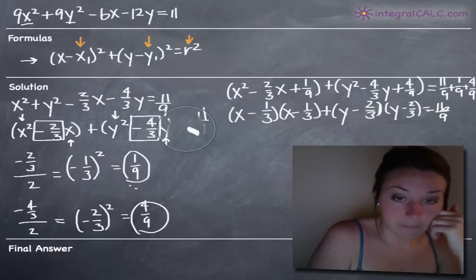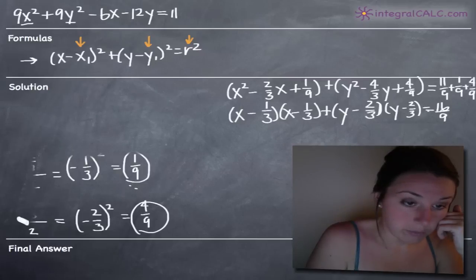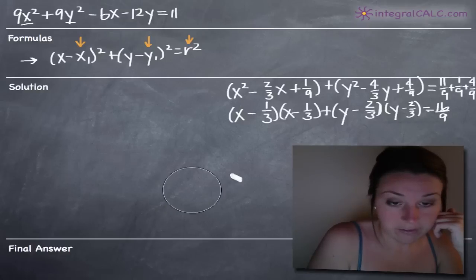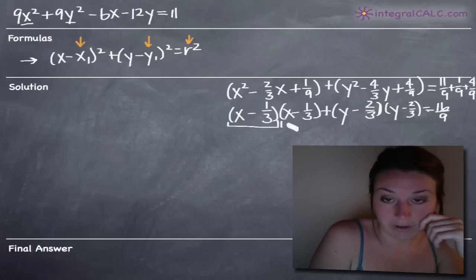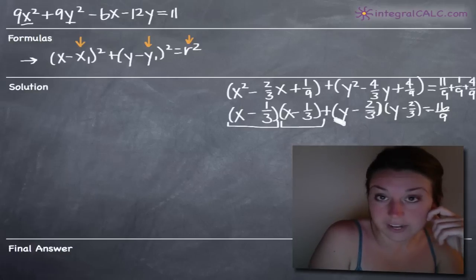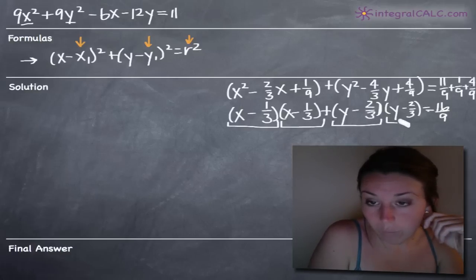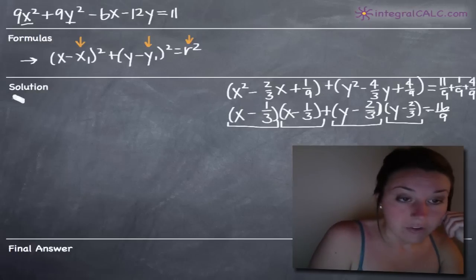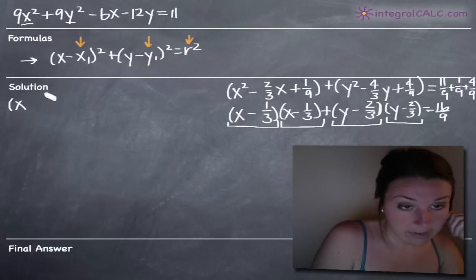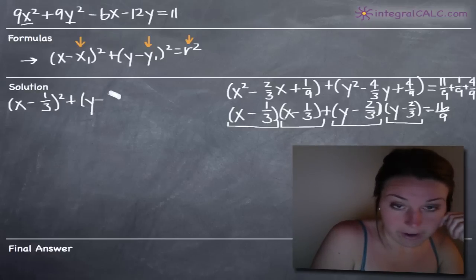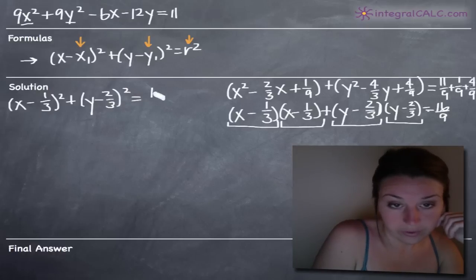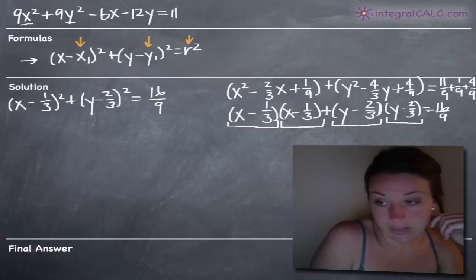So the reason that it's called completing the square is because when you do that, you end up with perfect squares. Notice that our factors here are the same. x minus 1/3 and x minus 1/3 are identical. y minus 2/3 and y minus 2/3 are identical. So we can rewrite that as the quantity x minus 1/3 squared plus the quantity y minus 2/3 squared equals 16/9.